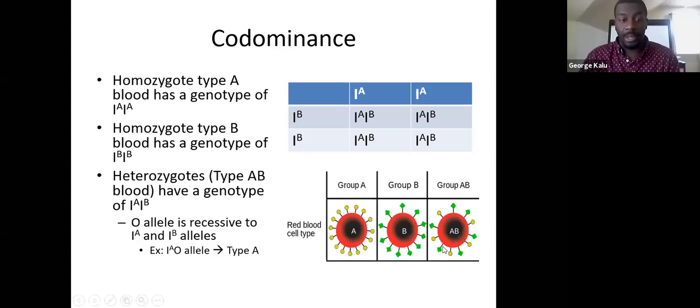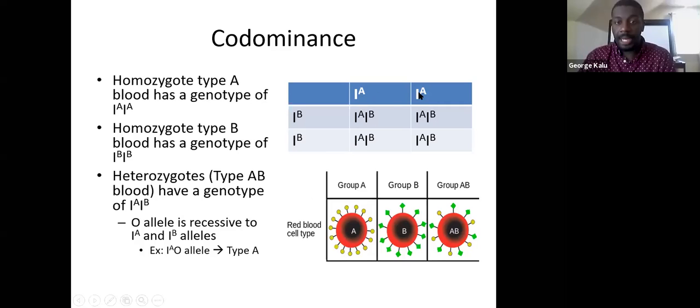Specifically by codominance. On a separate note, type O blood is directly recessive to the IA and IB alleles. So you can also have type A blood if you have the IA and O allele, because the O would be recessive to the IA allele, and you'd end up with type A. And same thing with type B. Cool. So that's what we would see here.